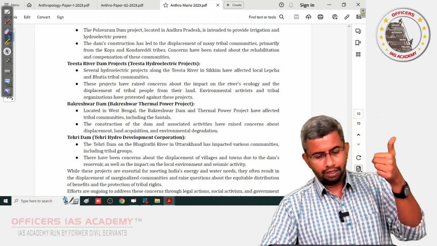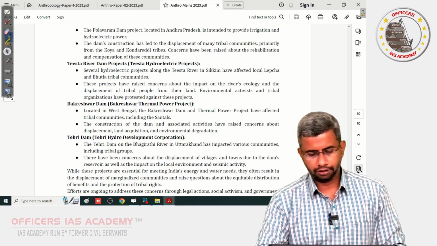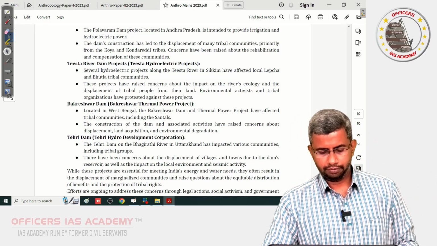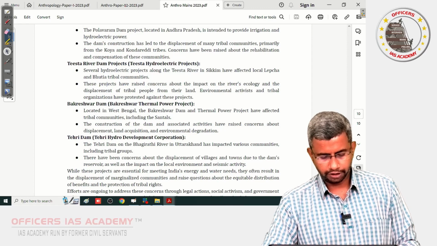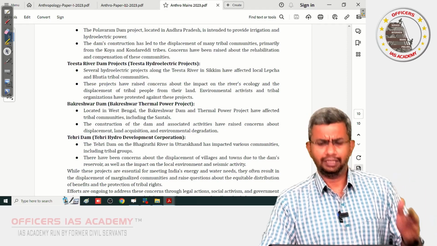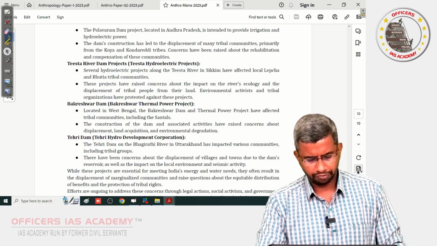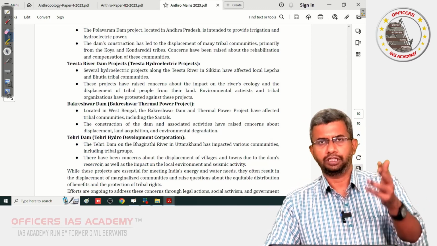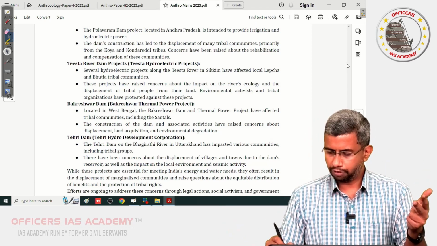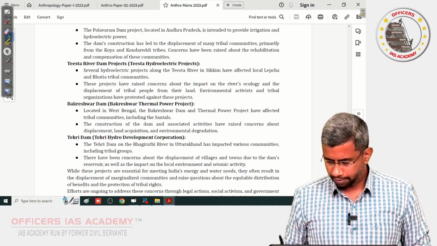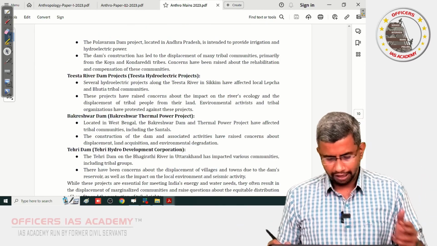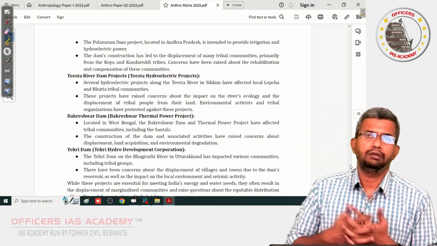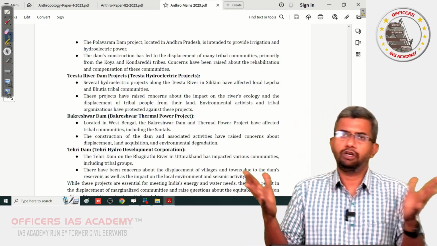But additionally, Teesta River Dam projects, which is in Sikkim, right, and Bakreshwar project, which is in West Bengal, right? That's a thermal power project, but still the rest are all hydroelectric projects. Teesta project, Tehri Dam project, and the Polavaram Dam project. And what is the effect of these projects on the displacement, and especially on the women?